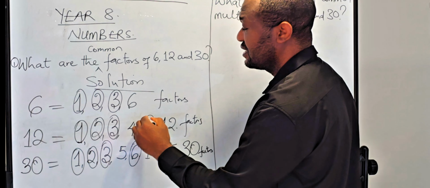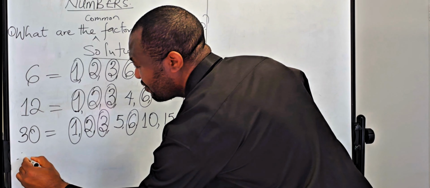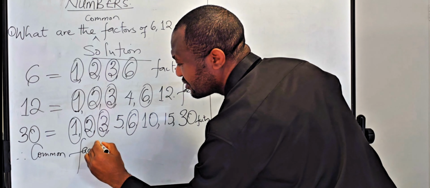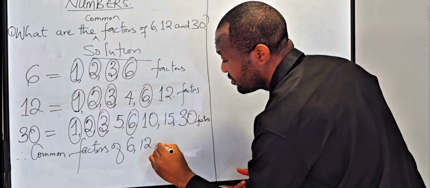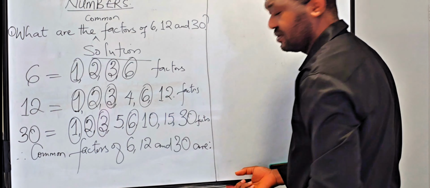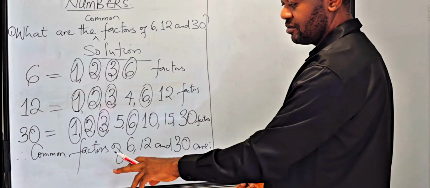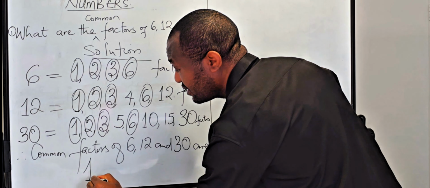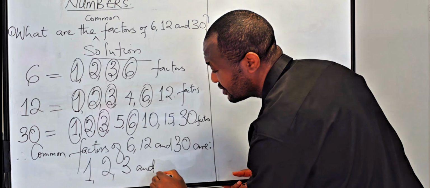6 is here, 6 is here. It is also common. So the common factors, you now say, therefore, common factors of 6, 12, and 30 are, write it in this statement, because I asked what are the common factors. You've got to tell them that the common factors of 6, 12, and 30 are the ones you have circled. You circled 1, you circled 2, you circled 3, and then you circled 6.